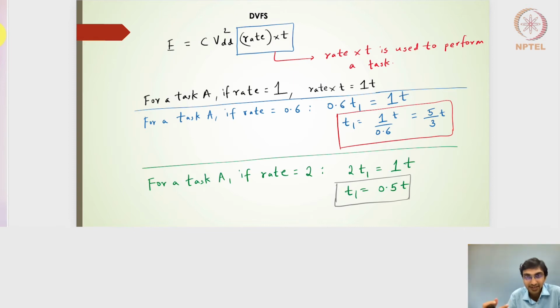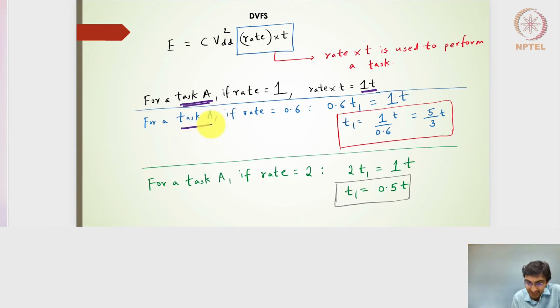let's take a few more instances where the rates are different, and let's see what happens. So as we know, energy is nothing but C VDD square multiplied by rate into time t. Let's say for a task A, the rate is configured to 1. So rate multiplied by t, where t is the duration for which we are probing the overall energy, is equal to 1 into t. So I will have an energy term of C VDD square 1 multiplied by t.